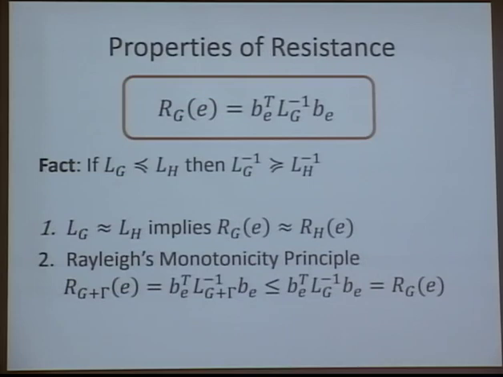It's very simple. The resistance is, as I told you, a quadratic form in the inverse of the Laplacian matrix. The fact that I'm using is that if G is less than H in this positive semi-definite ordering, then G inverse is bigger than H inverse. This implies that if two Laplacians are close, then the effective resistances are close for all edges. It also implies Rayleigh's monotonicity principle, which is very old, which just says that if I look at G plus gamma, if I add edges to G, the resistances only go down.